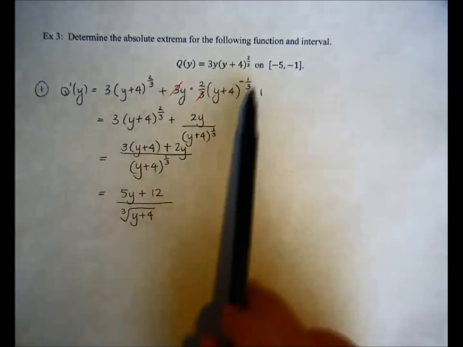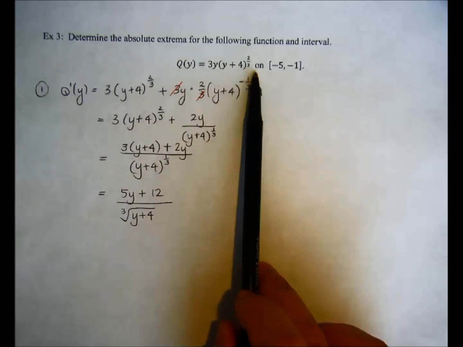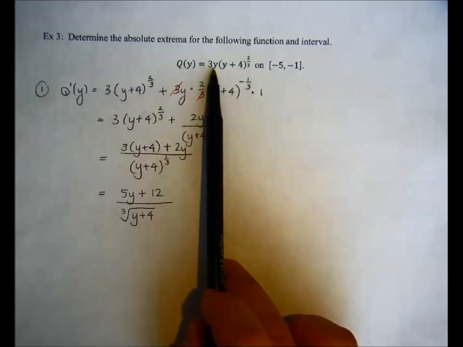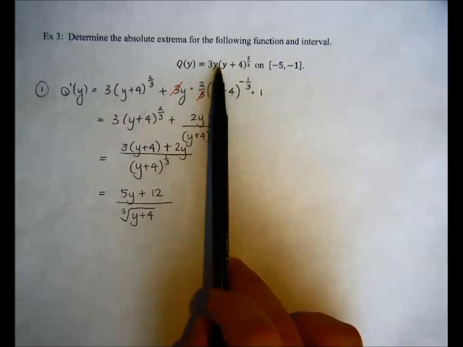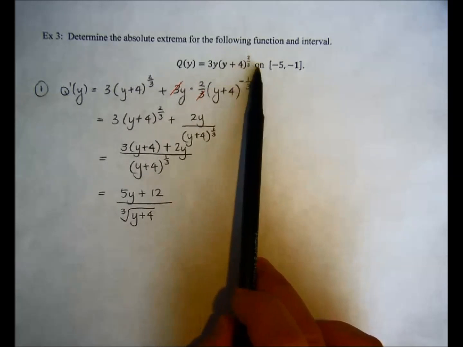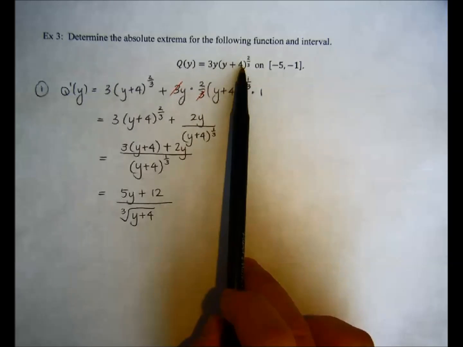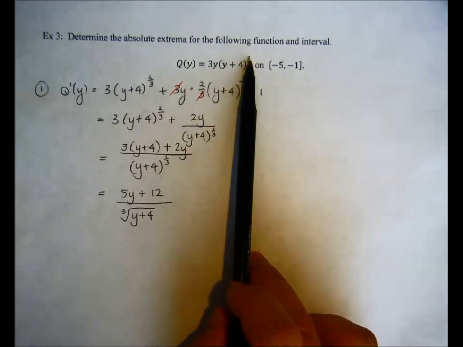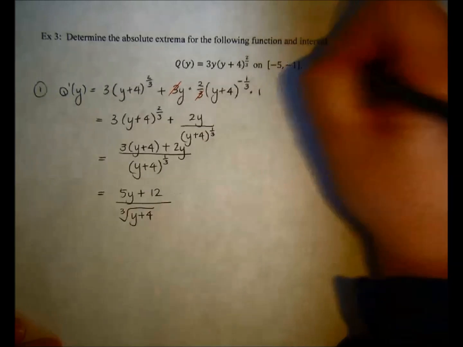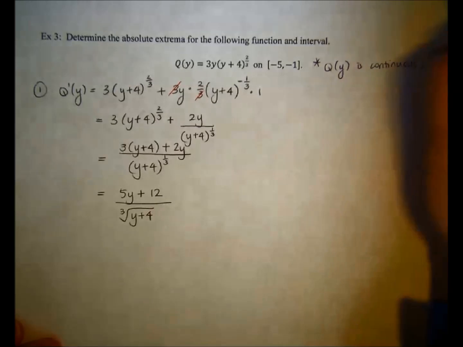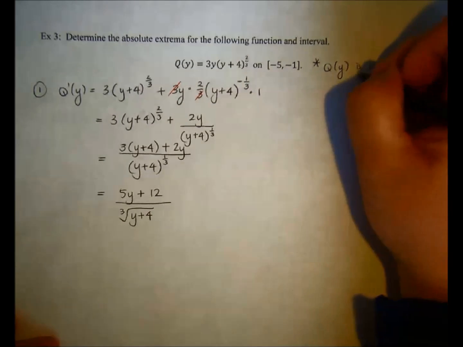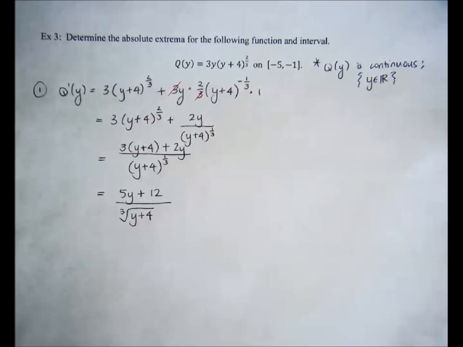And just to mention, the original function, I know that this is continuous because there are absolutely no restrictions on the values of y. y can be any real number because you can obviously multiply 3 times any value. That's not a problem. And here, this exponent of 2/3, you can take the cube root of any number, positive or negative, you will get a real number back. And then you can square that answer to get another real number back. Okay, so I should just mention that. y is continuous. y belongs to the set of real numbers, okay, for the domain.